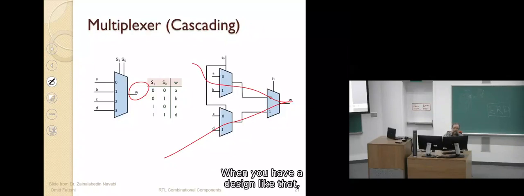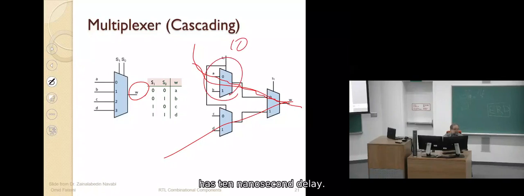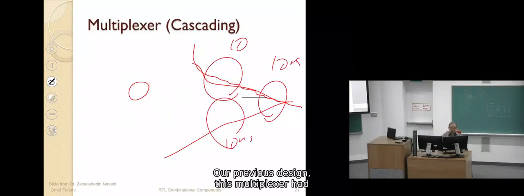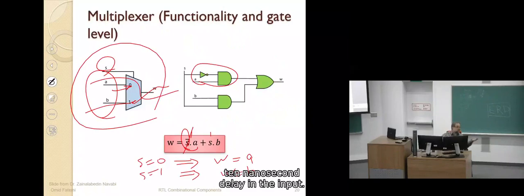When you have a design like that, then you are actually adding delays to your circuit. You have now two levels of multiplexer. Let's assume that this multiplexer has 10 nanosecond delay. This has 10 nanosecond delay. This has 10 nanosecond delay. So our previous design, this multiplexer had 10 nanosecond delay. A change in the input will appear 10 nanoseconds later in the output. That's good. Not bad. It's acceptable.